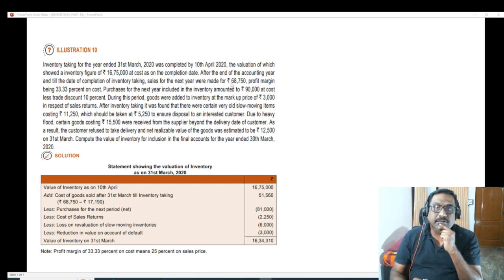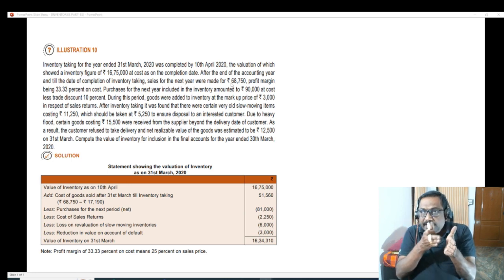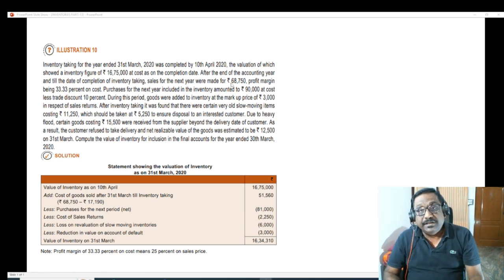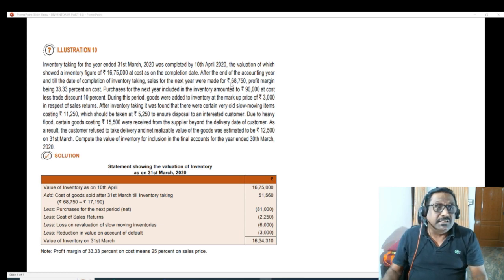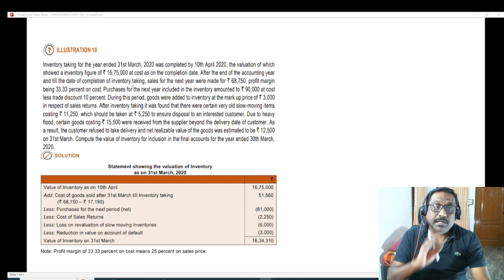Very beautiful point. Let me repeat again. Between 31st March 2020 and 10th April 2020, in these 10 days, they were taking the stock. At that time, there were some sales that happened in these days. These sales happened after 31st March, right? That means whatever goods you sold, they were there in the closing stock as on 31st March 2020. So you need to add them back to the 16,75,000, because 16,75,000 is not inclusive of the goods sold after 31st March 2020 and before 10th April 2020. That is the meaning of it.